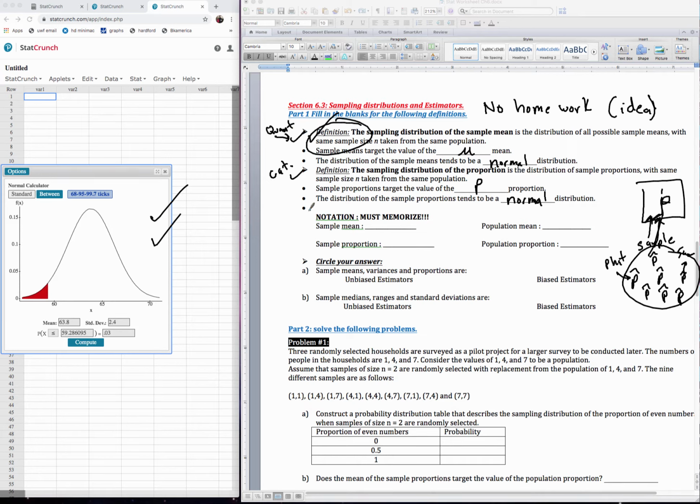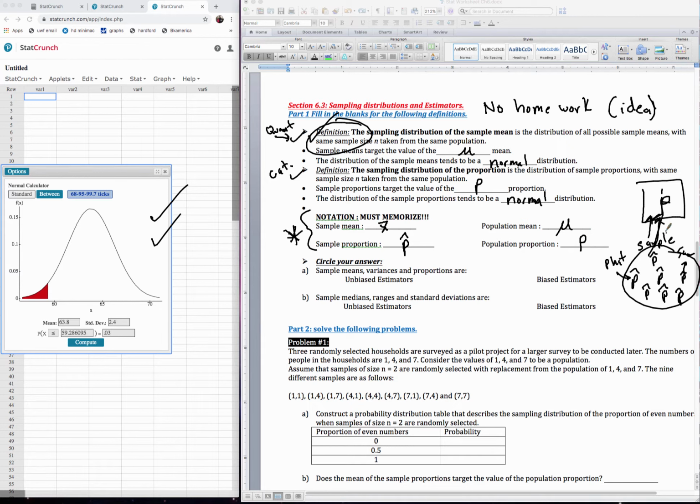You have to know these notations. The sample mean is an x with the line over it. We call that x-bar. The population mean is mu. The sample proportion is a p with a little caret, which we call p-hat. And the population proportion, which is the truth, is p.